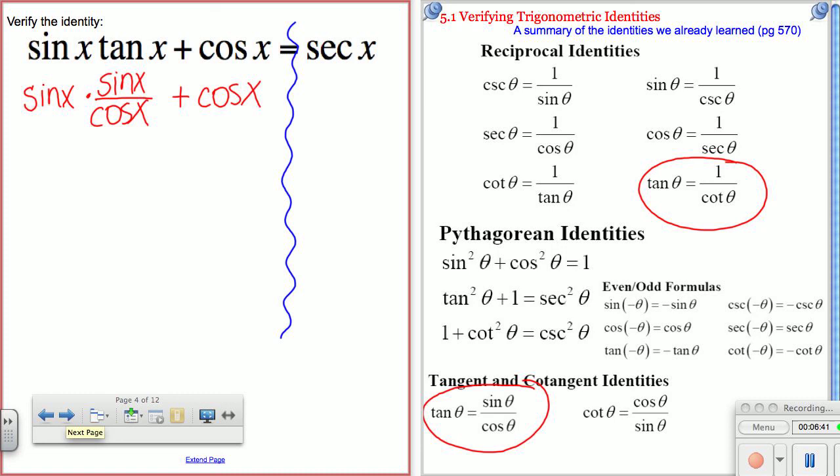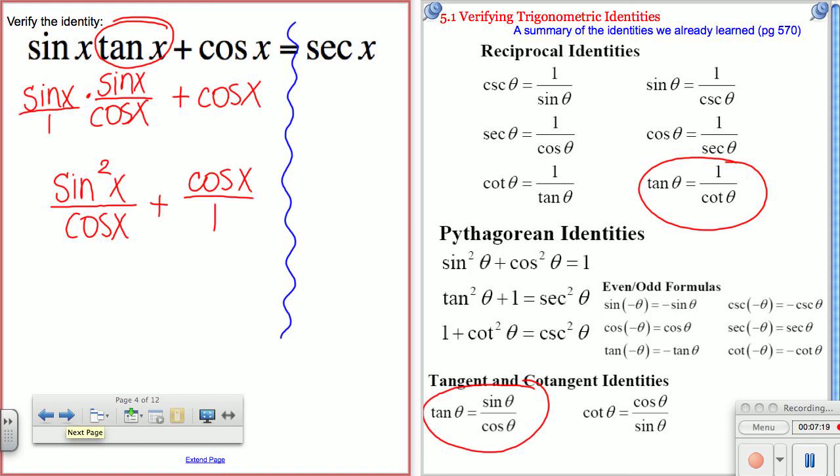Plus another cosine x. The only thing I've done so far is switch that tan x to be sine x over cosine x. I'm trying to simplify this as much as I can and get it down to one thing. So I'm going to have to do some multiplying over here first with the sine x and the sine x over cosine x. I'm going to rewrite this as sine x over 1 and multiply across the top and across the bottom. So I'm going to get sine squared x over cosine x plus, and I'm going to rewrite this as cosine x over 1.